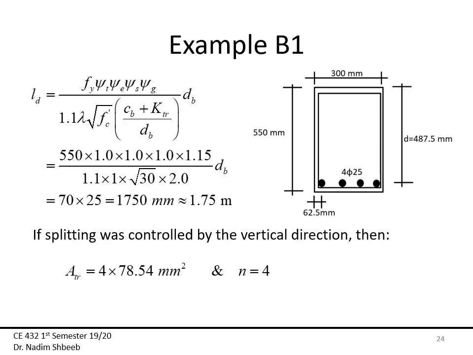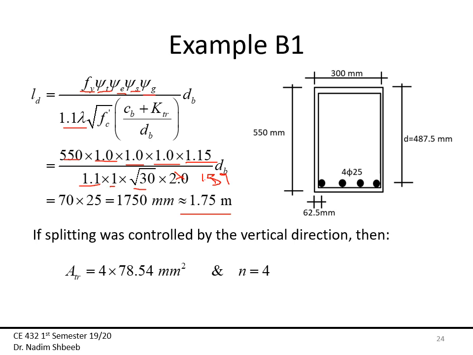So with that, I can now calculate the development length. So development length is Fy, which is my 550, epsilon top, since this is bottom, this is equal to 1. There is no epoxy, so this is 1. Size factor, since this is 25 more than 22, so this is also 1. Now the grade factor, since it's 550, I have to multiply this by 1.15, divided by 1.1. Lambda is 1. Square root of 30 times what we calculated. Sorry, this is 1.6 or 1.59, not 2. So by that, I'm getting 1.75 meters. So as you can see here, it is a little bit less than the 1.9.